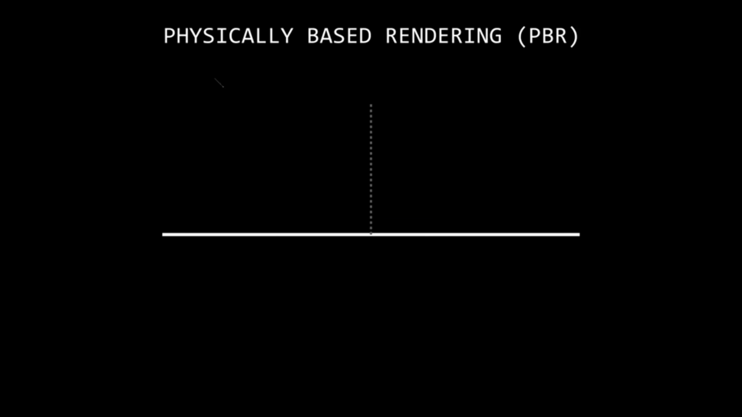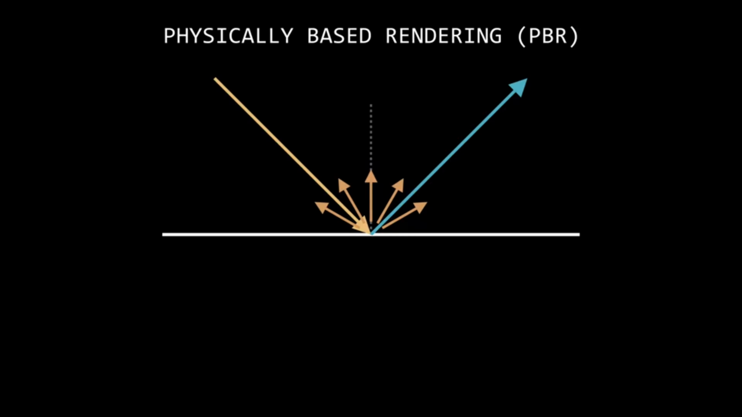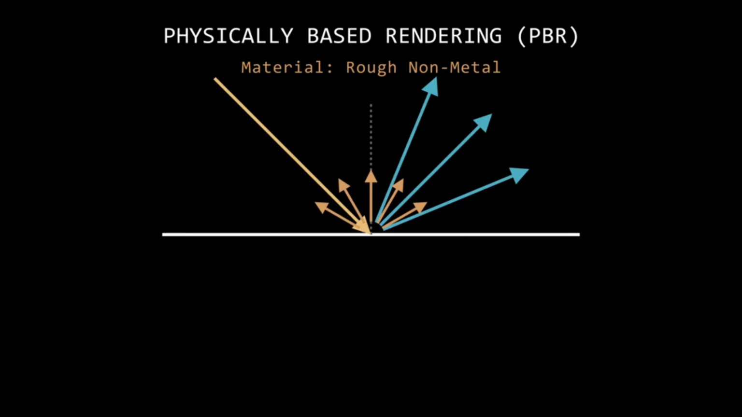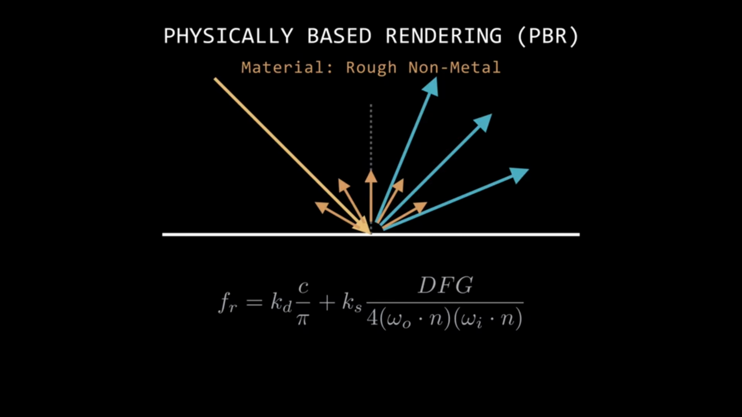In 2026, we use PBR, physically based rendering. We are simulating how light photons bounce off surfaces. Is it metal? Is it glass? The shader solves the physics for every single pixel.